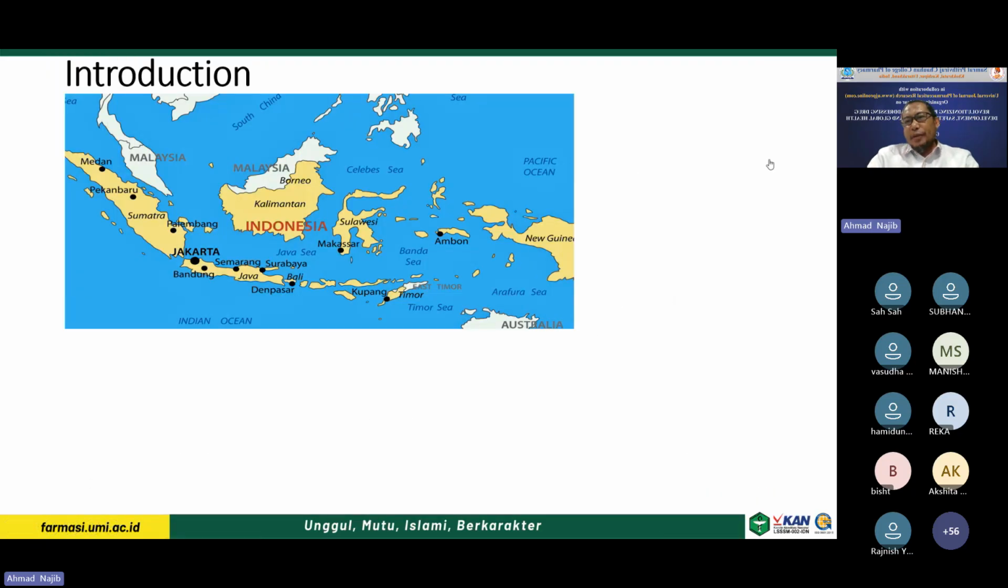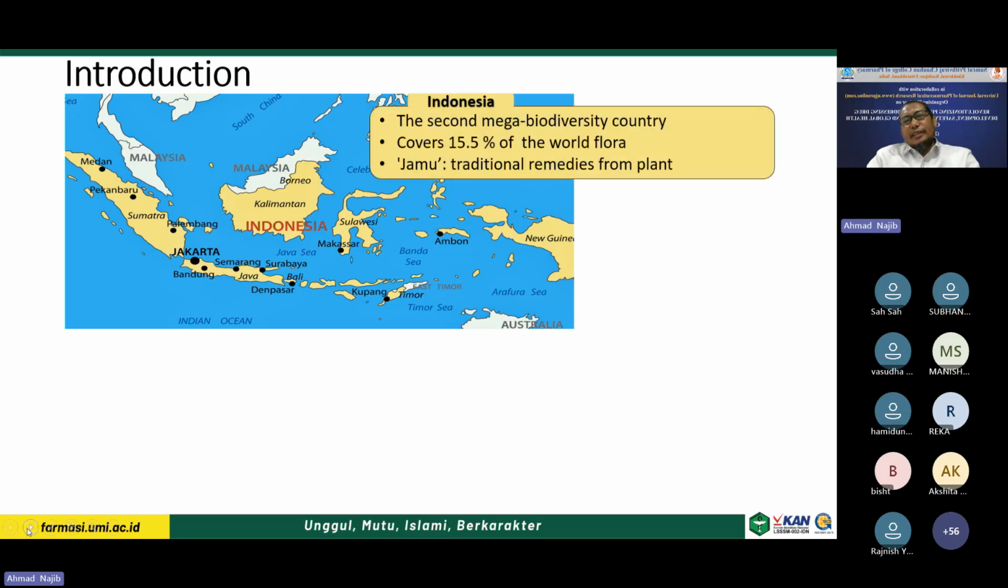Indonesia is a very large archipelago. It has 5 big islands. One of the 5 is Sulawesi. Indonesia is the second mega-biodiversity country. It covers 15.5% of the world's flora. Then Indonesia has kinds of ancient traditional remedies called jamu, like Ayurveda in India and kampo in Japan.